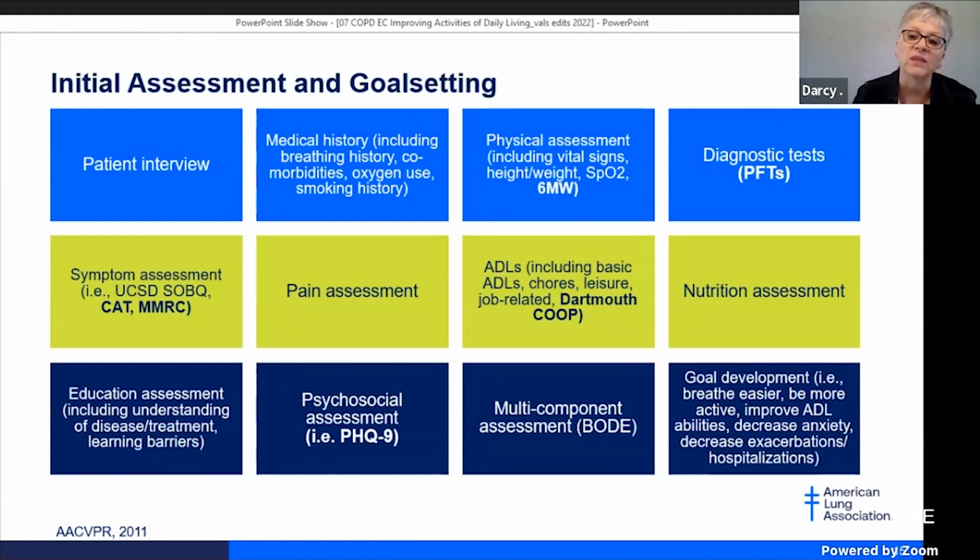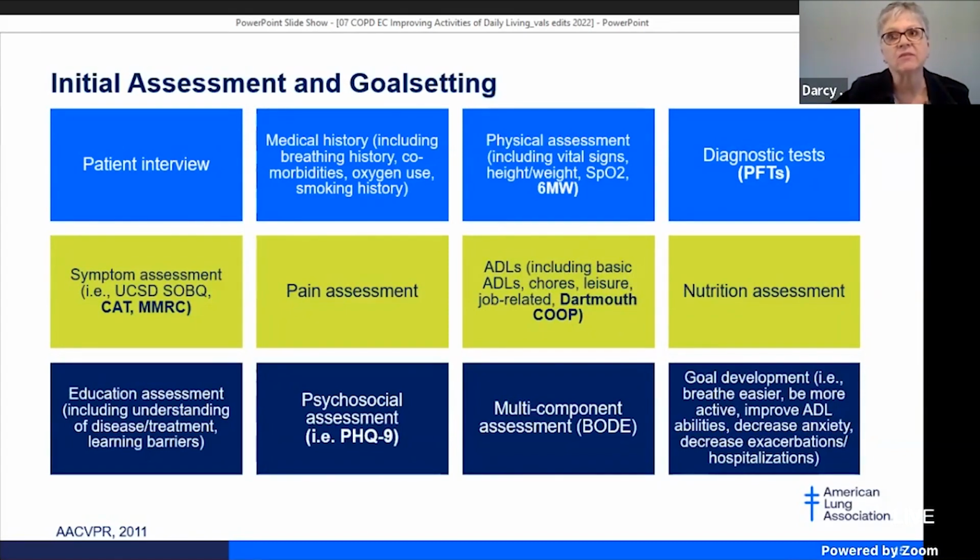And we develop goals for that patient. Maybe it's they want to breathe easier, be more active, improve their ADL abilities, reduce their anxiety, decrease exacerbations and hospitalizations. So we always ask the patients, what do you want to achieve from pulmonary rehab? And then we gel what we think they need and come up with some goals in that ITP.